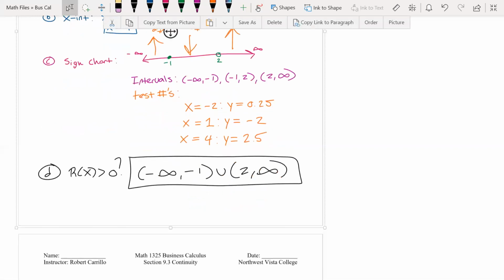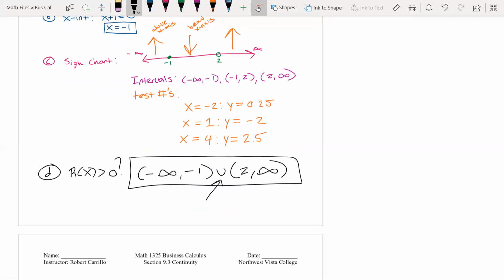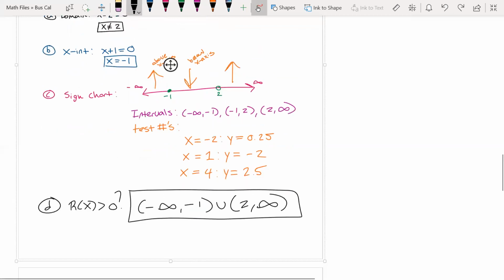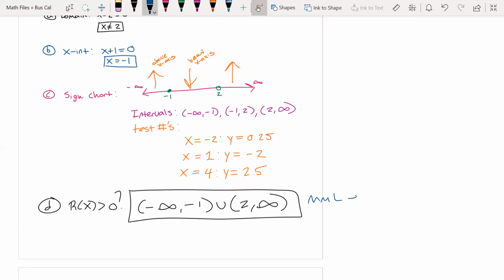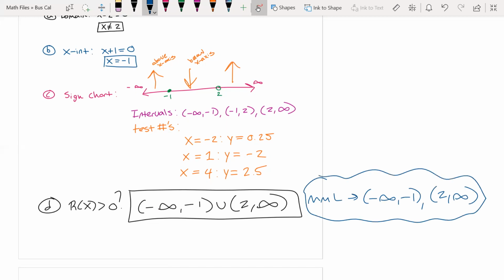Okay. So for my math lab, it may not take the union. It just might take the comma, because union is when you're stating domain. And once again, we're not stating a domain here. So it might take a comma. So here, I'll write that over here somewhere. I'll say MML might be just -infinity to -1, comma, 2 to infinity. I guess you'll see when you're typing them in. And this won't take the bracket notation.